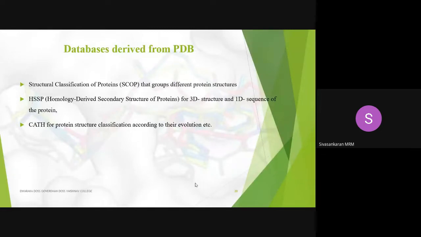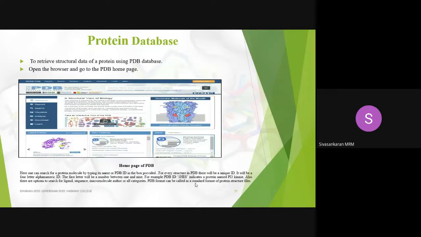Databases derived from the PDB. The PDB will give different types of databases that have been derived from the particular PDB. SCOP is nothing but a structural classification of proteins that groups different protein structures. HSSP is the homology-derived secondary structure of proteins, for the 3D structure and the sequence of the protein. And CATH is for protein structure classification according to evolutionary factors. So each and every database gives you a unique output for the particular proteins, so we can use the different databases for different usages.